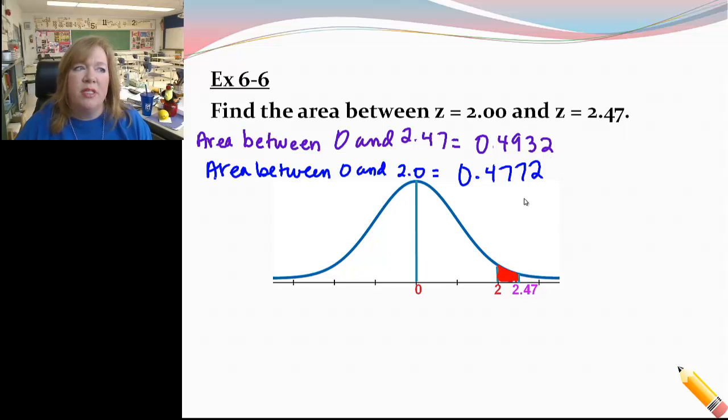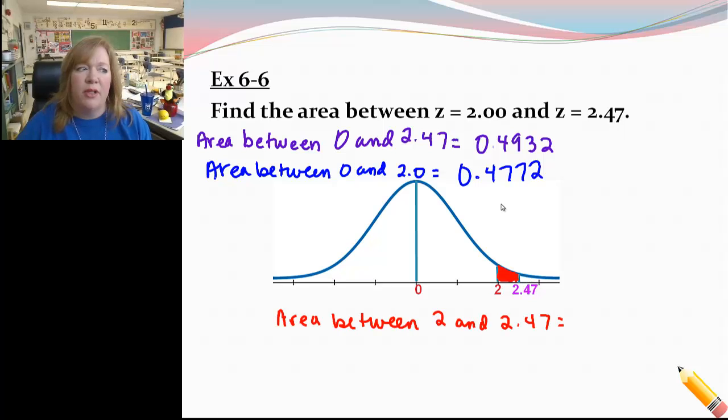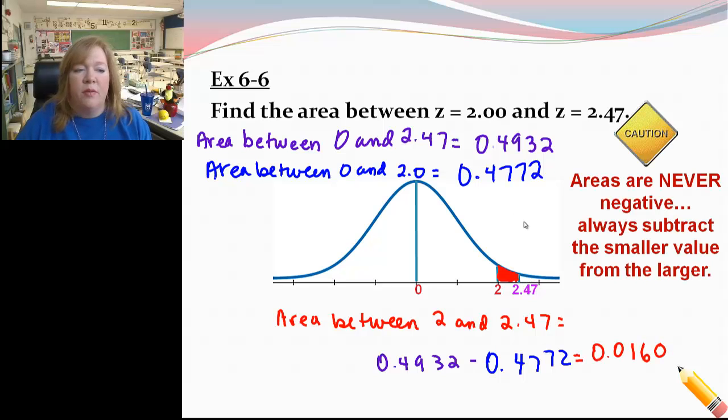And the area between 0 and 2 is 0.4772. So what you're going to do is subtract those two, and always subtract the smaller from the larger. So the area between 2 and 2.47 is going to be 0.0160. Areas are never negative. Always subtract the smaller value from the larger.